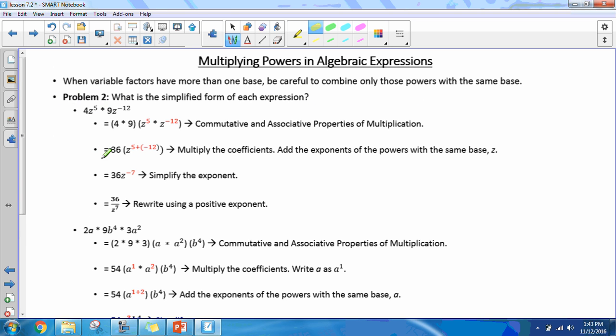When variable factors have more than one base, be careful to combine only those powers with the same base. For example, 4z to the fifth power times 9z to the negative 12th power. By commutative and associative properties of multiplication, we take 4 times 9, which simplifies to 36, and then we can do z to the fifth power times z to the negative 12th power. Since both of them have the same base, we just add the exponents, and that'll equal z to the negative seventh power. By definition of a negative exponent, we can rewrite this expression as 36 over z to the seventh power.